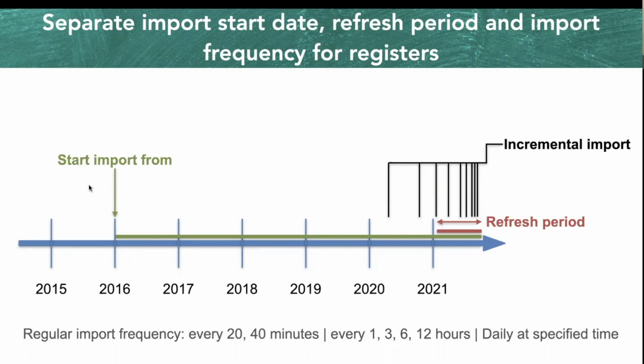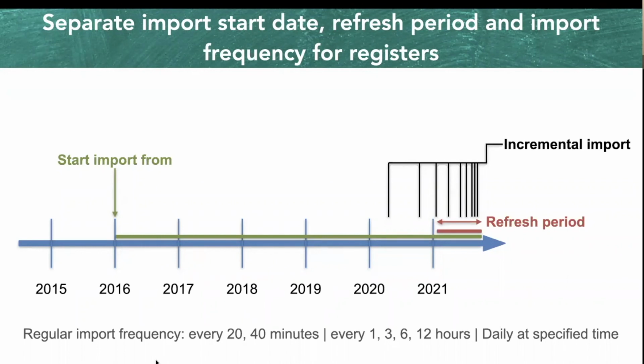Previously, if you specified the start import from parameter once, everything started from that period. But now you can say, I want to start invoices from 2020, I want to start transactions from 2018, and for item history, let's start with 2016. So you can specify for every single register what period you would like to re-import. The same goes for the refresh period. You can say this one re-imports a bigger amount, this one a smaller amount, and it also works for regular import frequency.